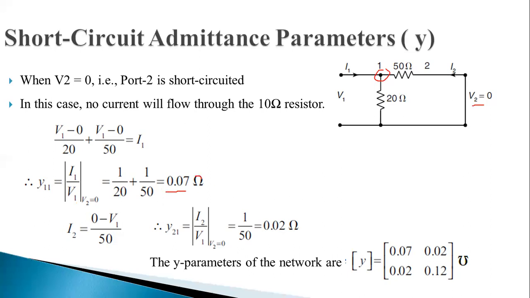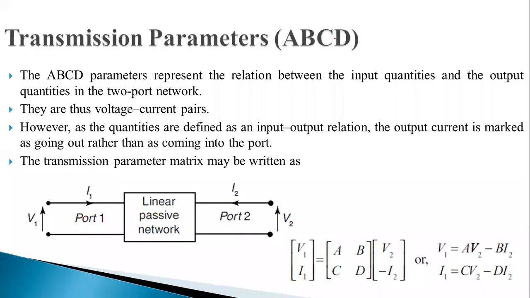Actually, it is not ohm, it is mho. I2 equal to 0 minus V1 upon 50 equal to 1 by 50 equal to 0.02. It is not ohm again, it is mho. So I have represented the unit mho over here. So this is the Y parameter. In this way, we can find the short circuit admittance parameter, called the Y parameter, for the network. It is required for the analysis of the circuit.